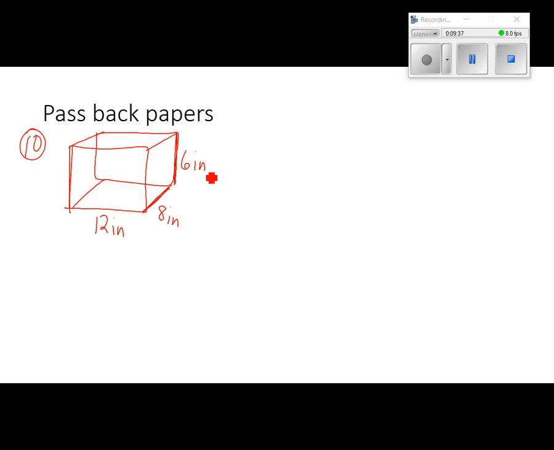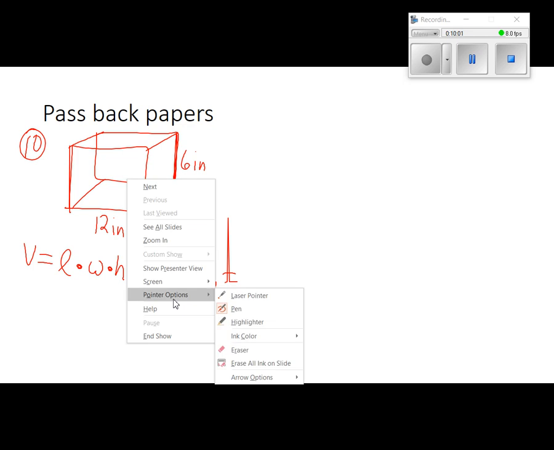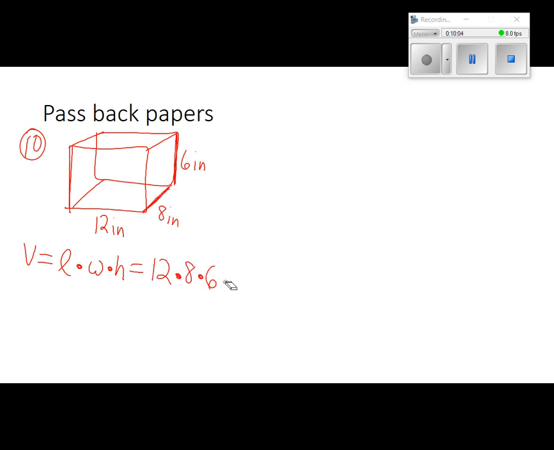For a rectangular prism, to find the volume, what's the formula for volume? Length times width times height. What's the length this time? 12. Does it matter? No, it doesn't matter. It makes no difference which one's which. So 12 times what? 8 times 6. That equals 576.